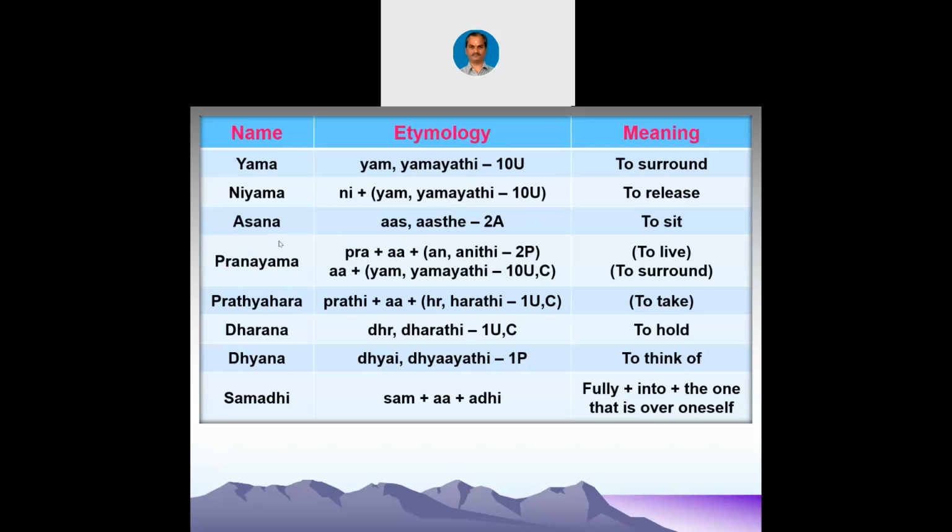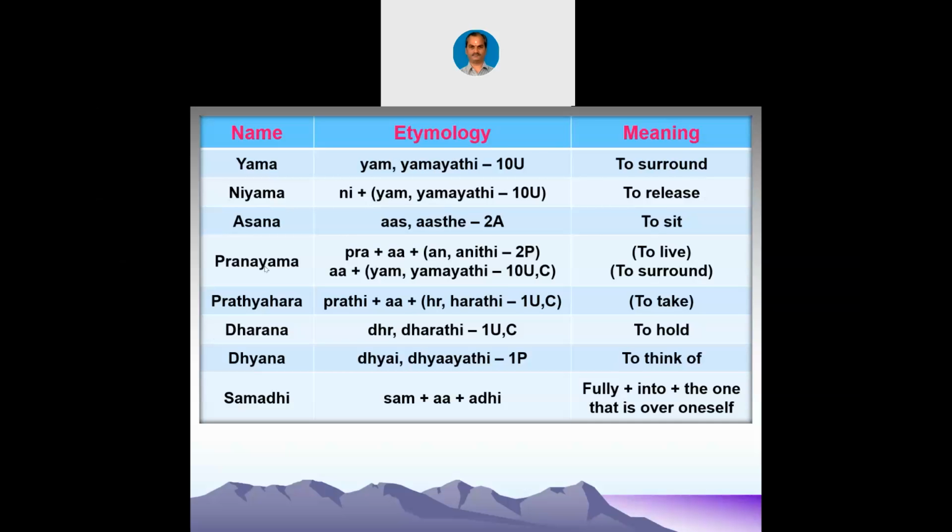So that way, the meaning of Yama basically means to surround. Ahimsa, Satya, Asteya, Brahmacharya, Aparigraha. That means you should be surrounded by these 5. Next, coming to Niyama. Ni is the Upasarga for this same word Yama, same root word. So when Ni Upasarga comes in front of this word Yama, the meaning changes, that is to release. Shaucha, Santosha, Tapas, Swadhyaya, Ishvara Pranidhana. They are supposed to release us from the bondage.